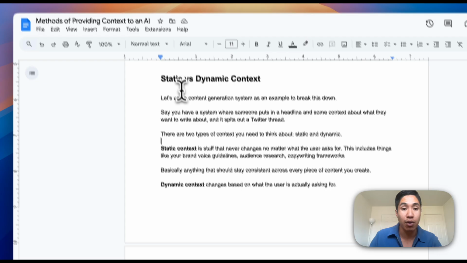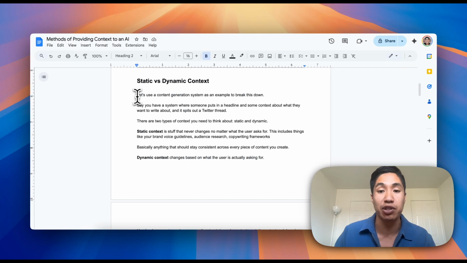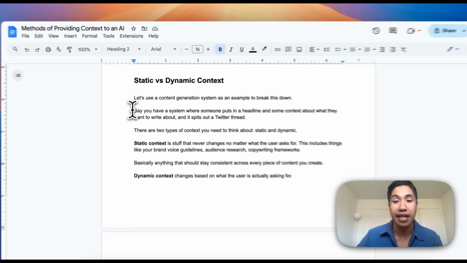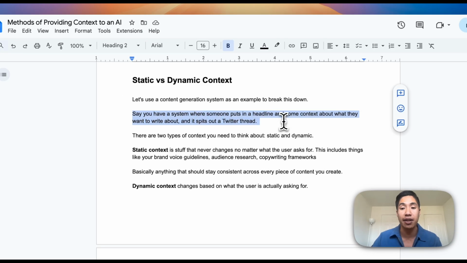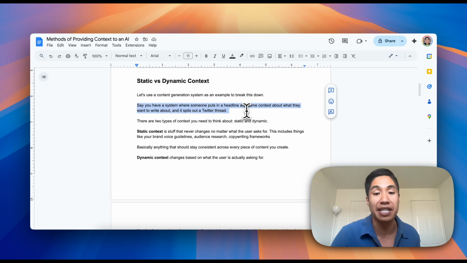So the first thing that we're gonna go over is static versus dynamic context, okay? So let's get into this. Let's use a content generation system as an example to break this down. Say you have a system where someone puts in a headline and some context about what they want this thread to be about, and it spits out a Twitter thread. So you give it a headline, let's say like how to lose weight in 30 days, and just some context on how said person would lose weight in 30 days, right? And the AI will just write a full Twitter thread based off that, okay?